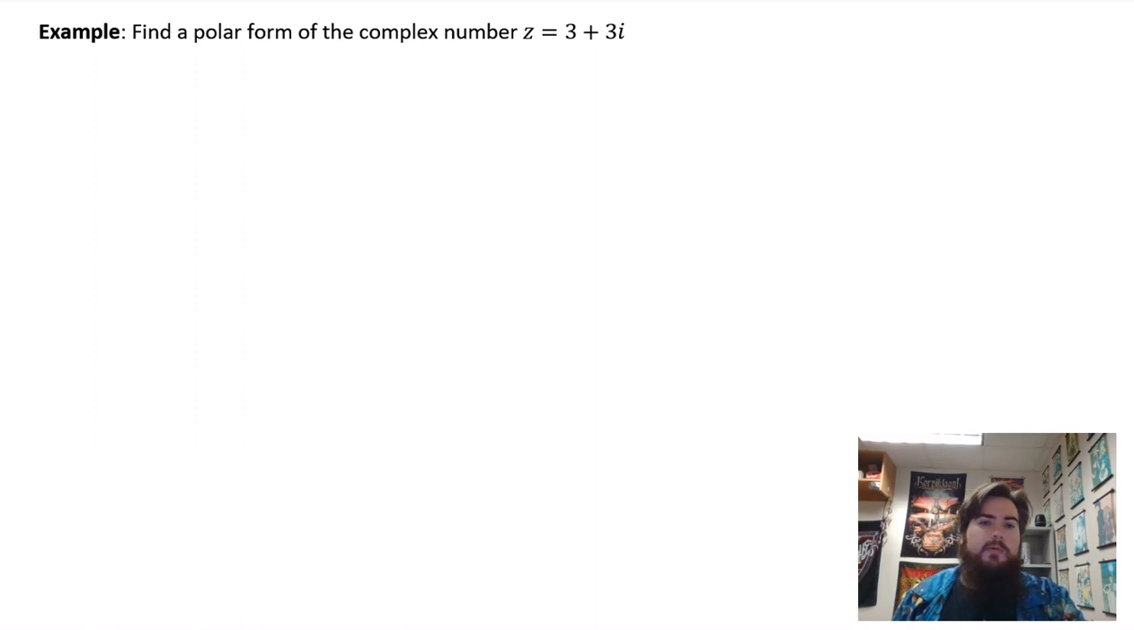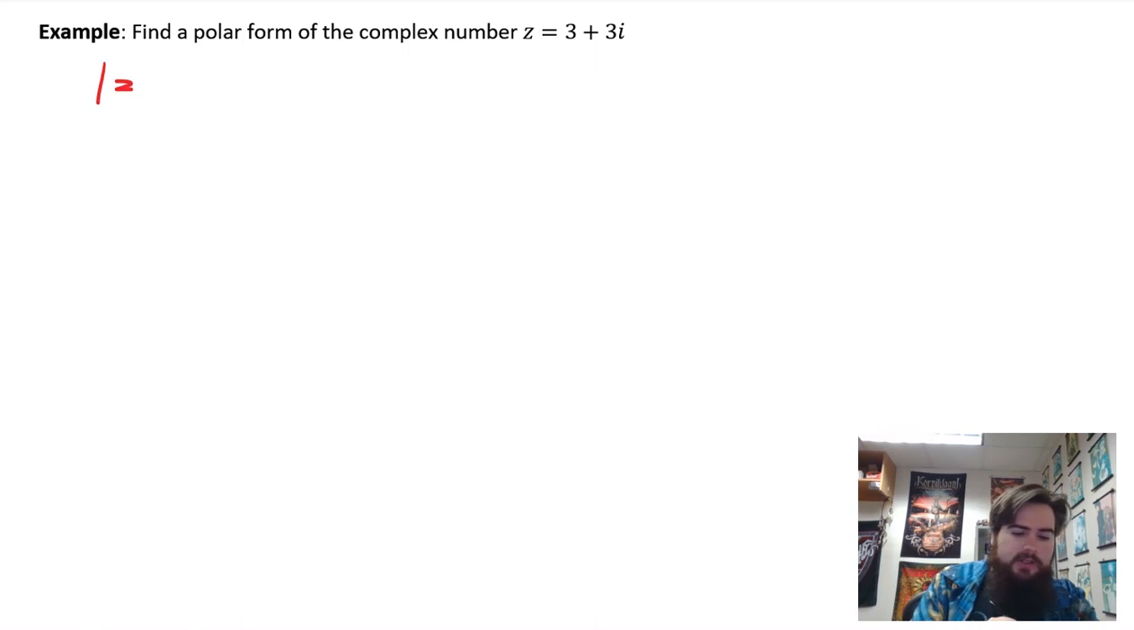In this example, we will find a polar form of the complex number z equals 3 plus 3i. In order to find the polar form of this complex number, we really need to calculate two things. We need to find both the modulus, which we'll represent as either modulus of z or r, as well as the argument for the complex number.